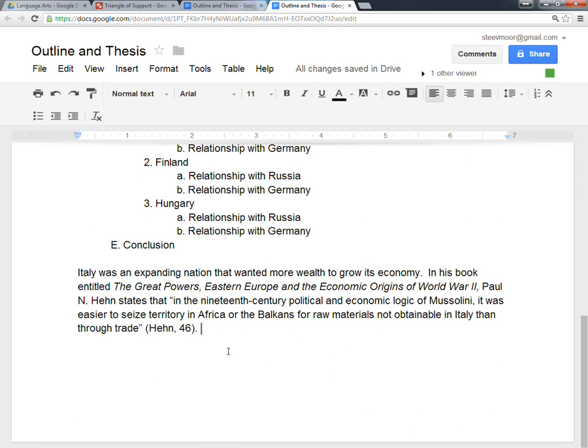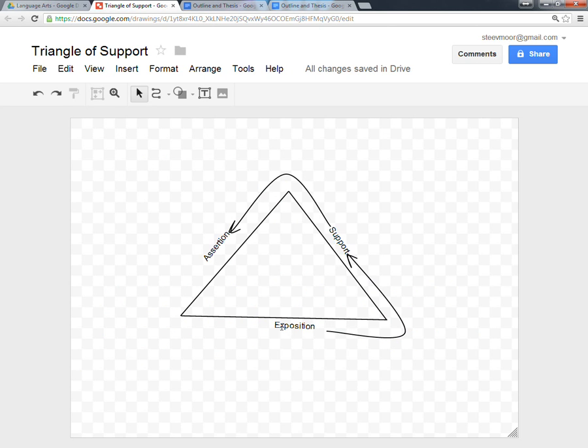So now, in any future quotes that I use from Hehn, I'm only going to put the page number unless I switch authors. If I switch authors, I'll put their name and the page number in parentheses. But in the MLA format, this is the way you cite pages, or cite sources. So now I've got my assertion, I've got my support, and now I just have to do this last bit, which is the exposition.